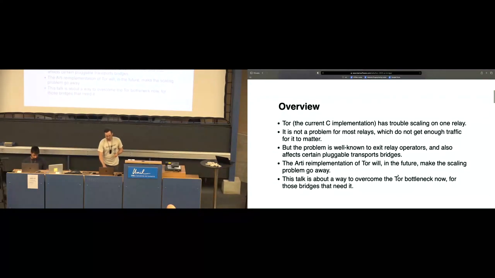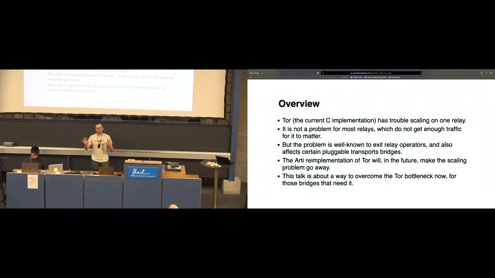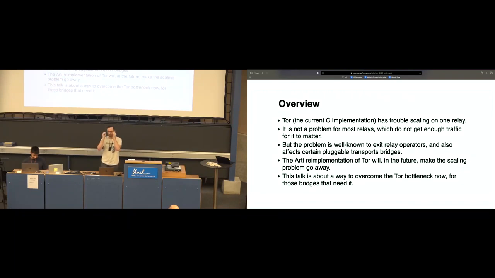All right, so let me start by laying everything out and giving you the whole big picture, and then we'll back up and evaluate things one by one. First point is that Tor, the current C implementation that everybody uses, has a problem with scaling. Specifically, it cannot use more than one CPU core. So if you've got a big server with 128 gigs of RAM and 32 CPUs, Tor can only max out one CPU, and then your server's bottlenecked.